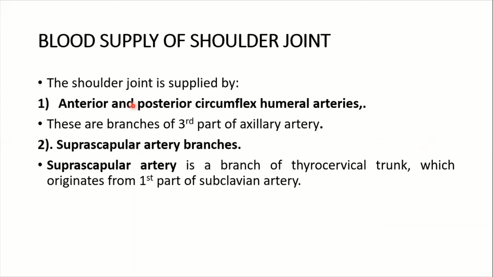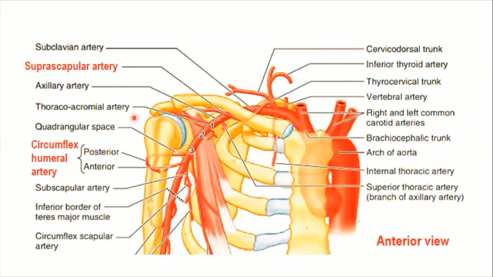So now the blood supply of the shoulder joint. The shoulder joint is supplied by the anterior and posterior circumflex humeral arteries and the suprascapular artery. Here you could see this is the anterior circumflex humeral artery. This is the posterior circumflex humeral artery. And these are branches of the third part of the axillary artery. This is the axillary artery, first, second, and third part.